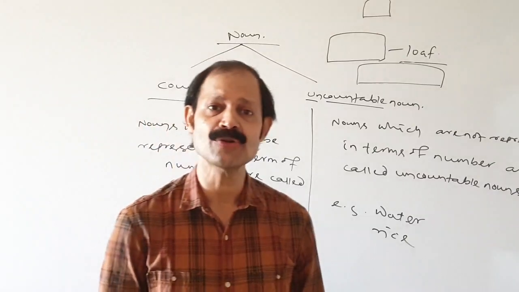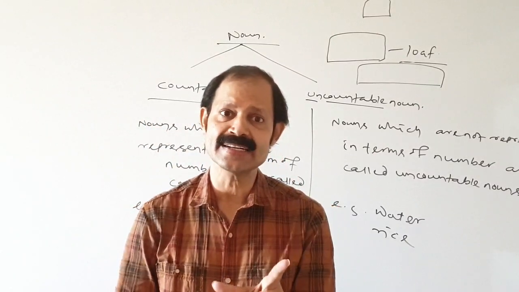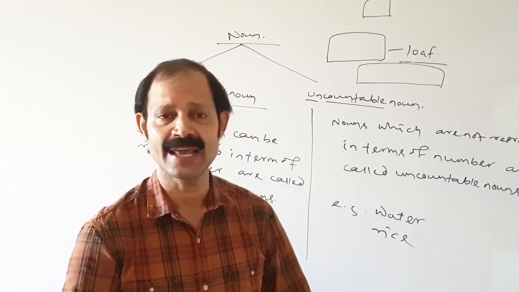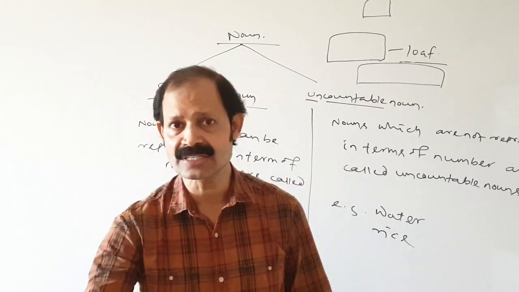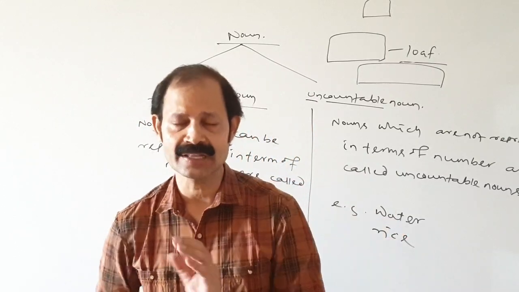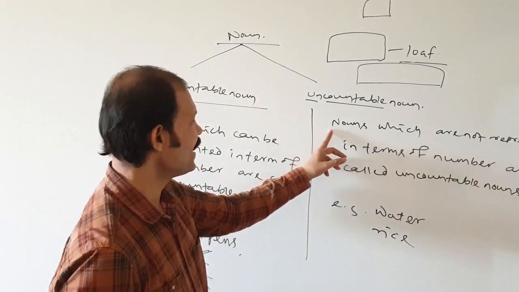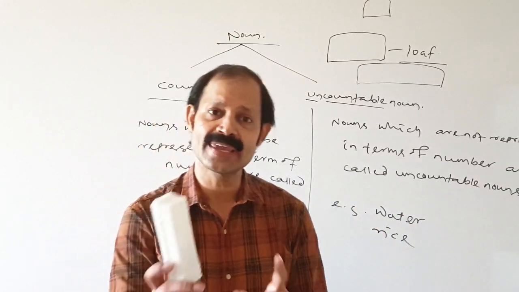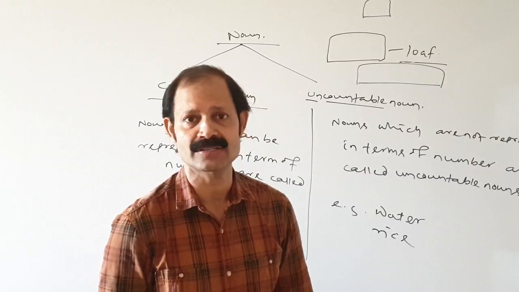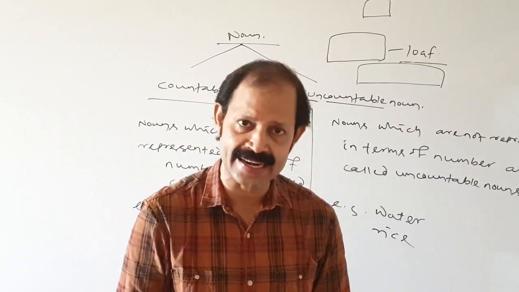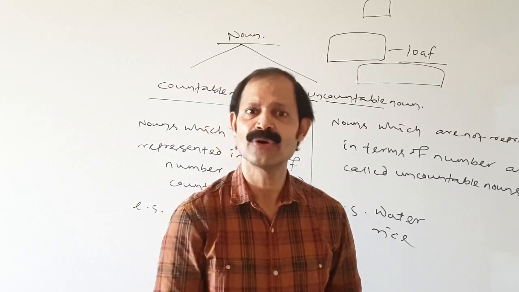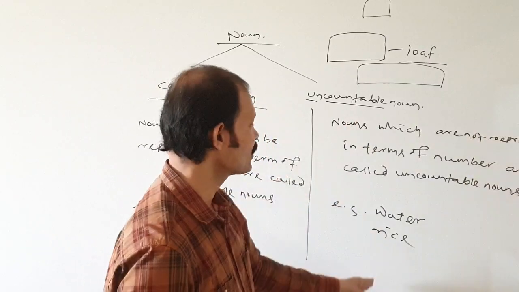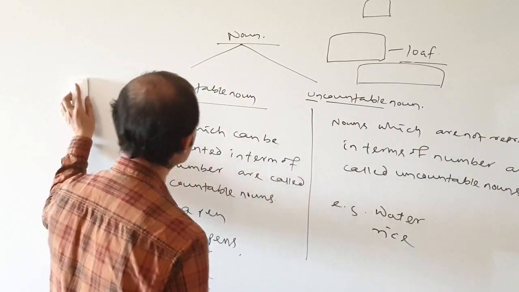Summarizing, what do we conclude? If any noun can be represented in terms of number, that means we can say 1, 2, 3 or 5, like 5 girls, 3 rivers, 4 ponds, 20 friends. All these words are countable nouns. And if any noun cannot be represented in terms of number, that is an uncountable noun. That means we can say only water, we cannot say 5 waters. We can say only sand, we cannot say 20 sands. Things are clear? We can say air, we cannot say 5 airs or 7 airs. That's why these are uncountable nouns. It's okay, then we will discuss a little more.